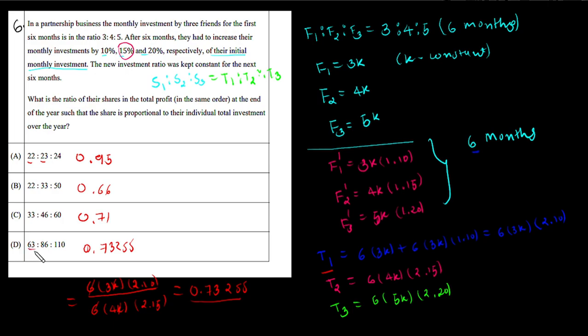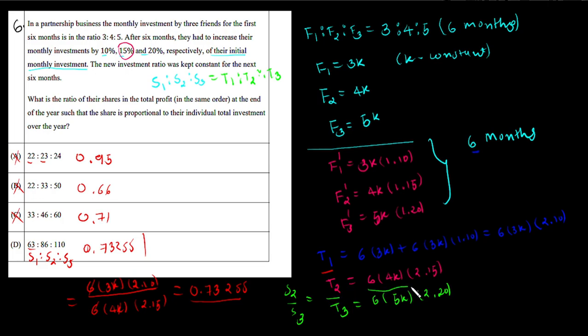So you can see only option D is giving this number for the ratio of S1 to S2. Here the order of the share is the same as the investment order. So we can cancel out all the other options because they are not giving the proper ratio for the first friend and the second friend's investment. You can also find the ratio of S2 to S3 directly, which is nothing but T2 by T3.